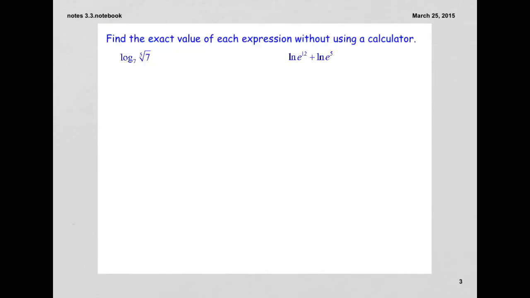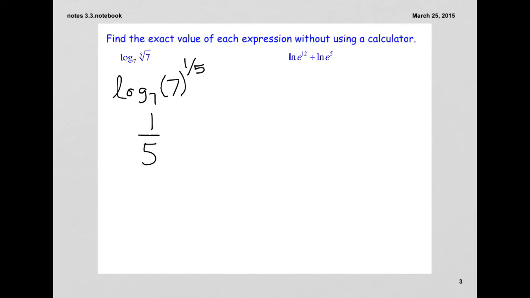Now we're going to find the exact values of each expression without using a calculator. So that means we're probably going to need to rewrite our expressions so that we can find the values. So log base 7. That part's okay. We need to rewrite the argument. So we can rewrite that and have an exponent with a fraction to show the root. So that's log base 7 of 7 to the 1/5 power. Okay, log base 7 and 7 cancel each other out, and that leaves me with just 1/5.